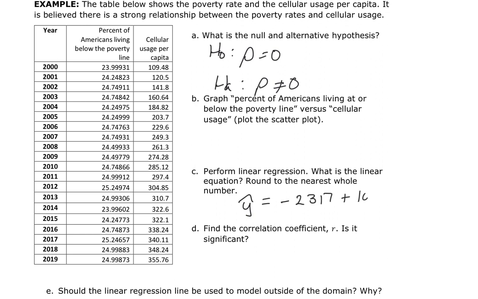2,317 plus 104x. Now remember, when we are doing statistics, we like to have our y part of the y-intercept first, and then of course our slope multiplied by our independent variable. My correlation coefficient, R, was equal to 0.50477. And is it significant? Well, based on what I said earlier, it's mildly significant.